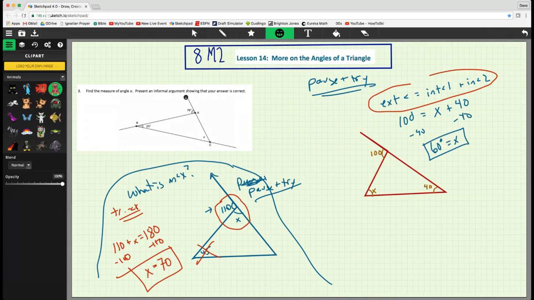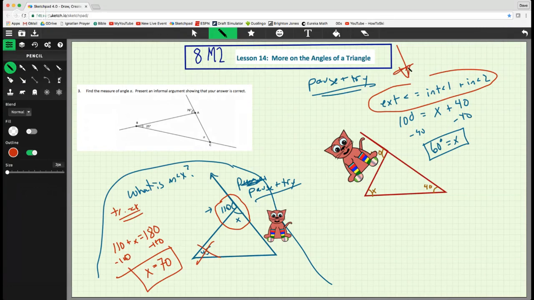Happy cat, spin them around. And that's today's lesson. This is the whole key to today's lesson. It's all about exterior angles equaling the sum of the two remote interior angles. And if you got that, you got the lesson. Give yourself a happy cat on the back, and we will come back and learn.